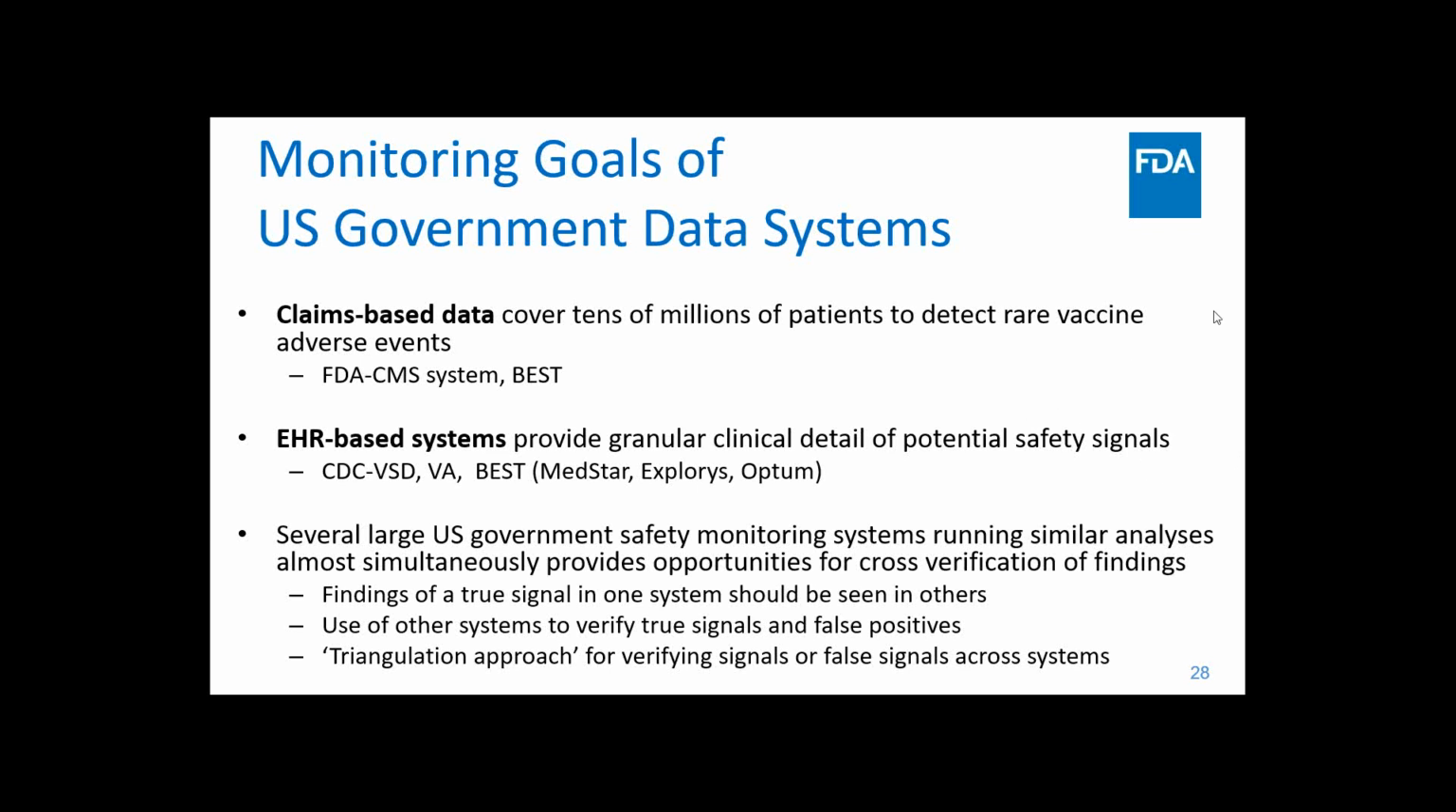And so as a result of this, we have several large U.S. government safety monitoring systems that run kind of simultaneously, and they provide opportunities for cross-verification of these findings. So if there's a true finding in one system, generally it should be seen in others. And use of these multiple systems can allow verification of true signals or detection of false positives, and this triangulation approach is very helpful for verifying signals or false signals across the systems. Next slide, please. So I was going to conclude with a couple of examples.